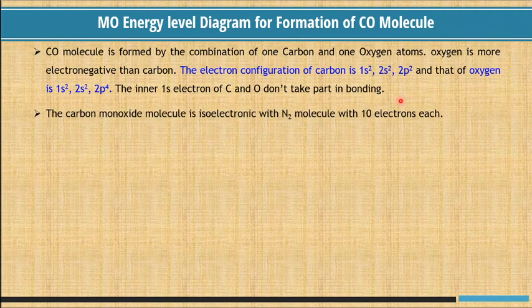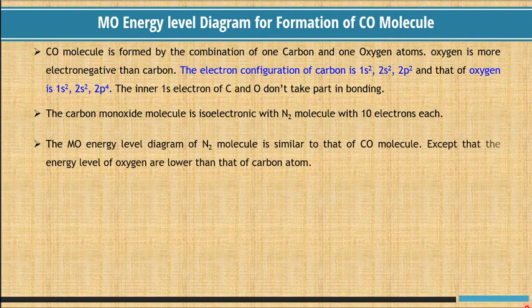The inner 1s electrons of carbon and oxygen do not take part in bonding; they remain as non-bonding electrons. The carbon monoxide molecule is isoelectronic with nitrogen molecule with 10 electrons. Both have 10 electrons in their molecule formation. The molecular orbital energy level diagram of N2 molecule is similar to that of carbon monoxide molecule, except that the energy levels of oxygen are lower than those of the carbon atoms.